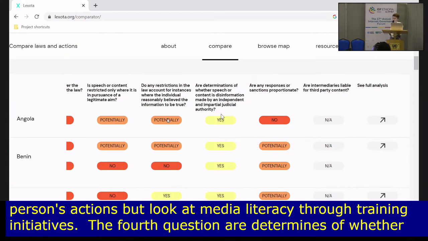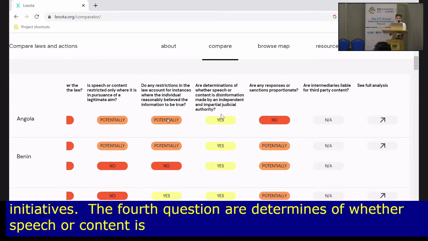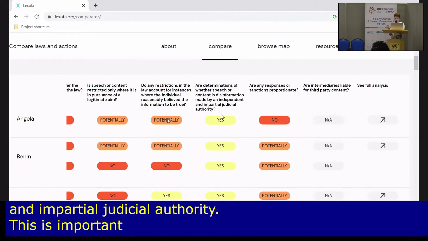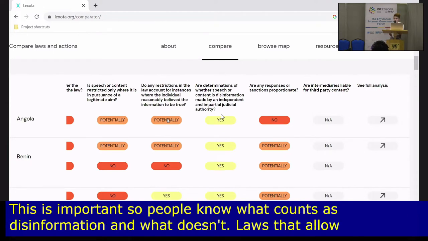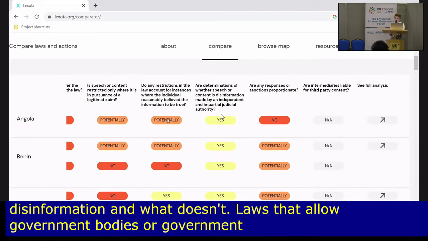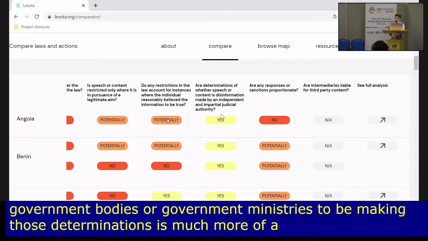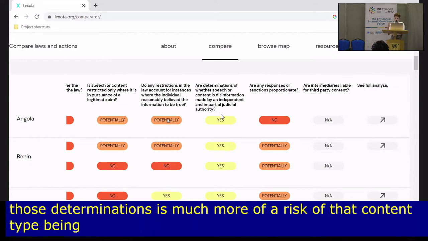The fourth question: are determinations of whether speech or content is disinformation made by an independent and impartial judicial authority? This is again really important so that people can know with clarity what counts as disinformation and what doesn't. We find that where laws allow government bodies or ministries to make those determinations, there is much more of a risk of that content type being applied to political criticism, and therefore that law being used for the purposes of political censorship.